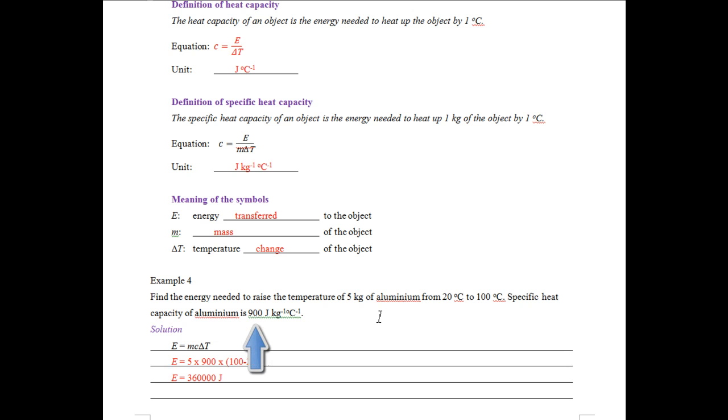We will look at the meaning of the specific heat capacity of aluminum, 900 J per kg per degree Celsius. In fact, it means that if we want to raise the temperature of 1 kg of aluminum by 1 degree Celsius, we need 900 J.